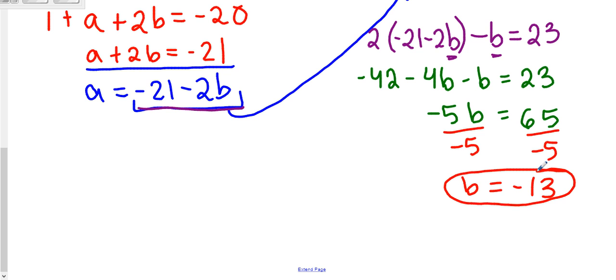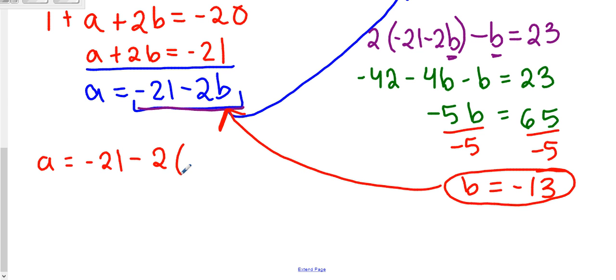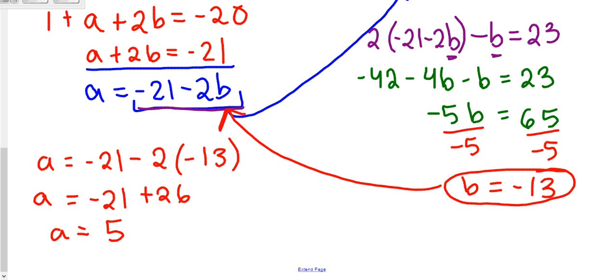So whichever equation you chose, you need to go to the other one and plug b in to find a. So we're going to come back up here. A is negative 21 minus 2 times negative 13. So this is negative 21 plus 26. So a is 5. We have answered the question. We have a value for a and we have a value for b.